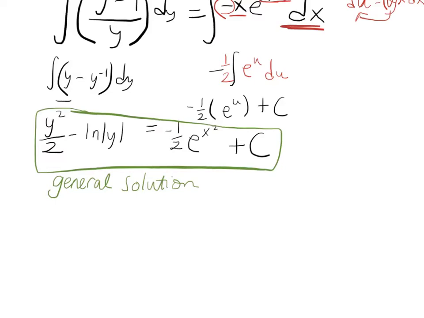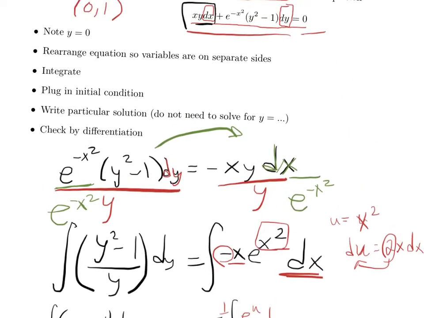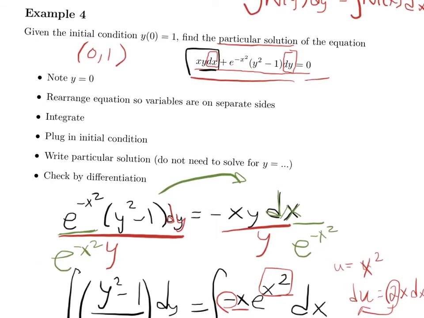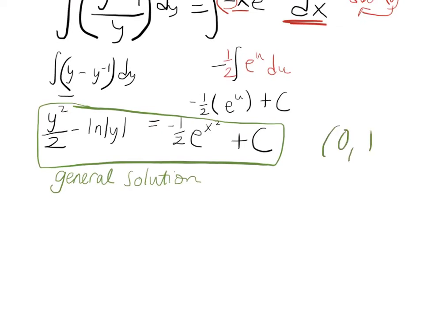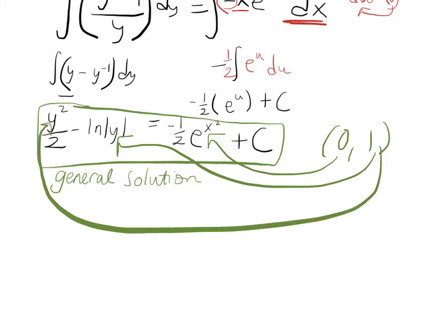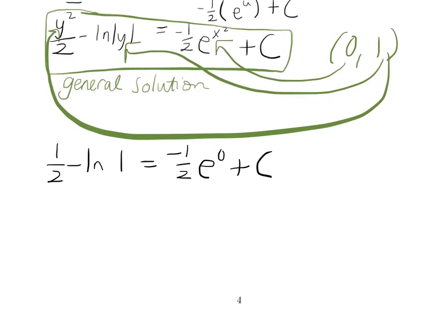What we want is a particular solution. How do we find that particular solution? Go back and look at our initial condition. Our initial condition says that (0, 1) is a solution point. We can put in the x and the y: wherever we see x, we put in a 0, and wherever we see y, we put in a 1. So there we get 1 over 2 minus ln 1 equals negative 1/2 e to the 0 plus c. And we want to solve for c.